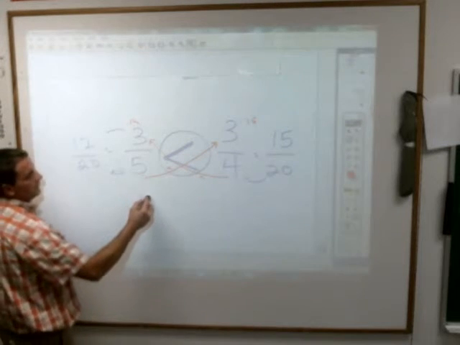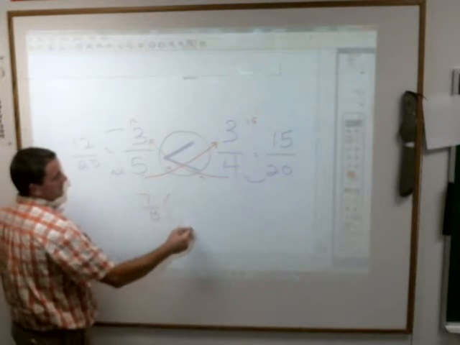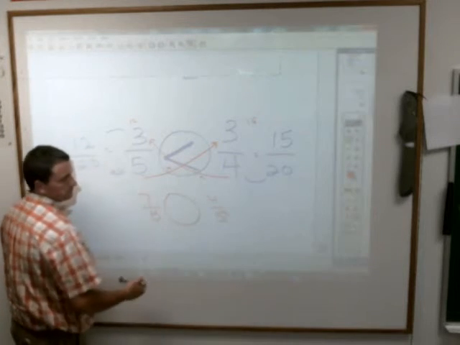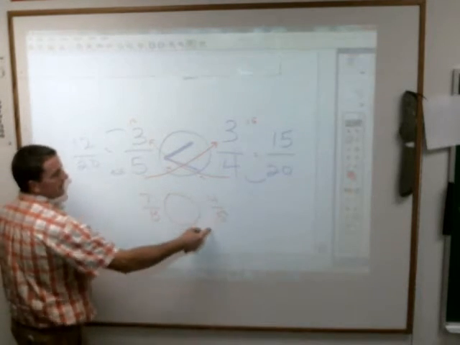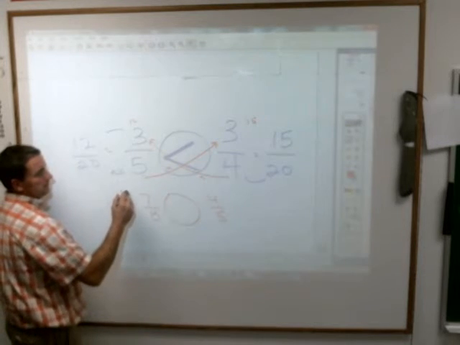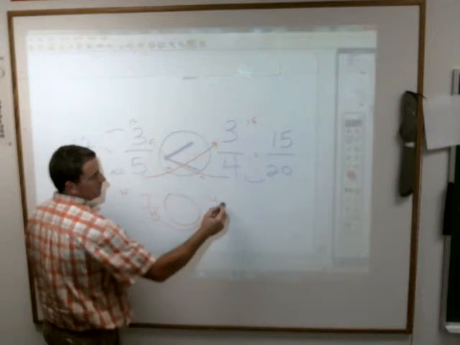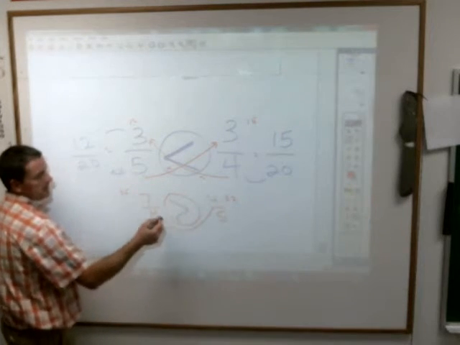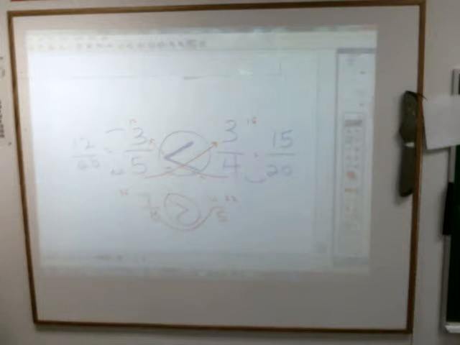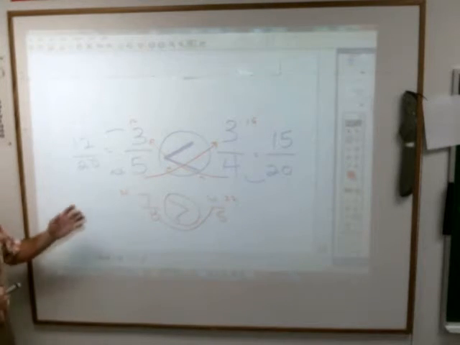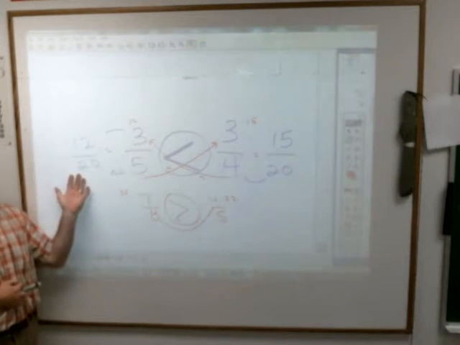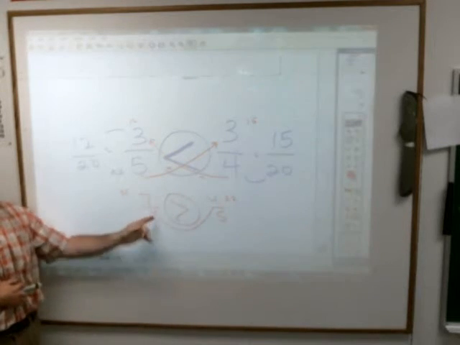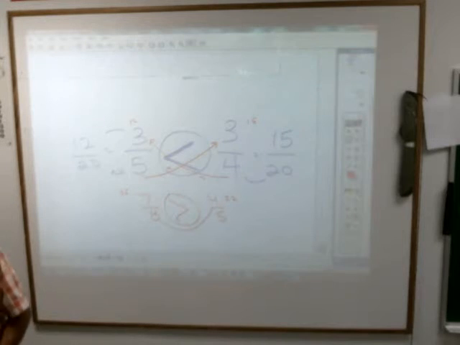Another example, what if I said 7/8 compared to 4/5? 5 times 7 is 35. 8 times 4 is 32. Which one's bigger? 7/8. You can always change them to common denominators if you need to. But this is kind of just the short and quick condensed version.